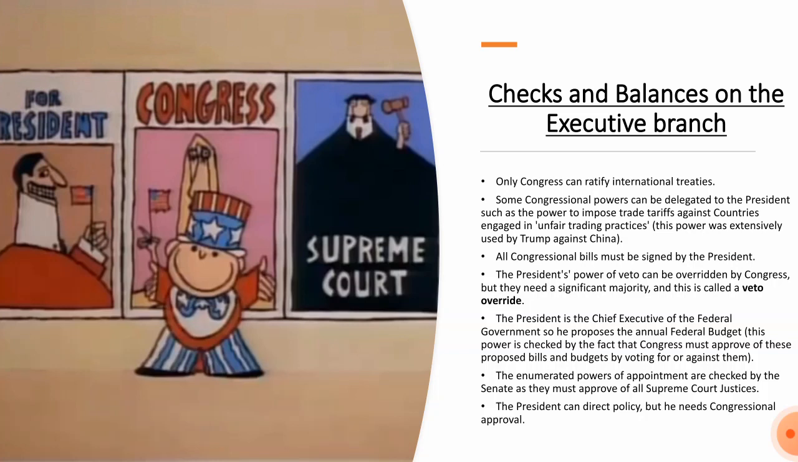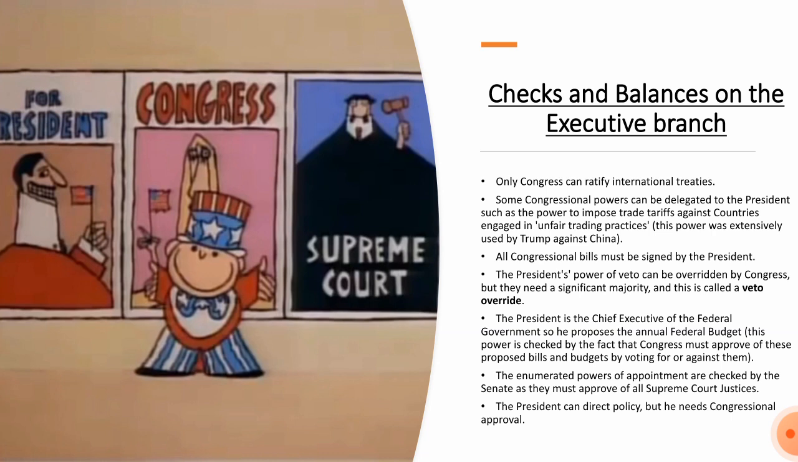So, checks and balances on the executive branch. Only Congress can ratify international treaties. Some congressional powers can be delegated to the president, such as the power to impose trade tariffs against countries engaged in unfair trading practices. This power was extensively used by Trump against China. All congressional bills must be signed by the president.